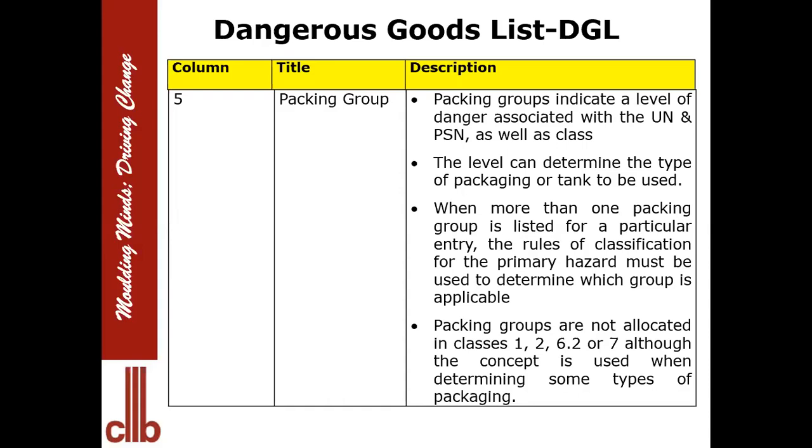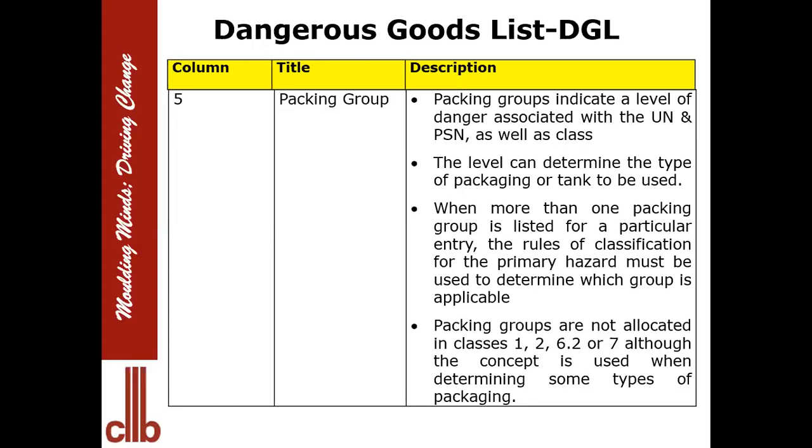So based on the PGs, 1, 2, or 3, it will determine this package. What kind of package can I use? Can I use a drum? And when I use a drum, can I use the ones where I can open the head, or the non-removable head types? And when I do use the drum, how much can I fill into this drum? Can I fill it up full to 200 liters, or do I have to stick to only 75 liters? Right? Can I use combination packaging? So apart from the capacity, the packing group is also going to determine the severity of the performance tests these packages have to go through.